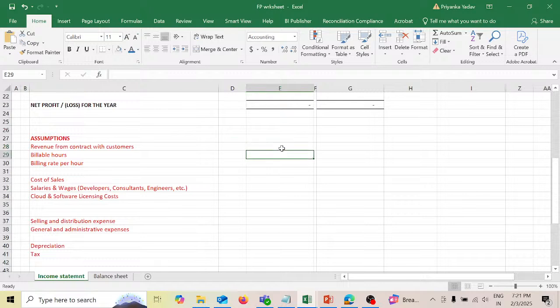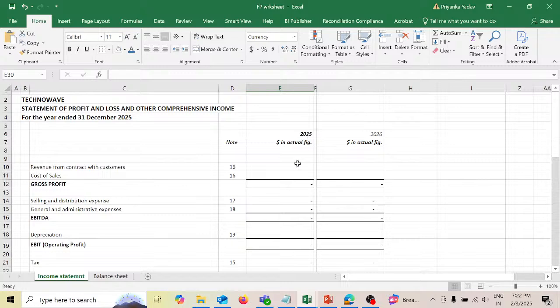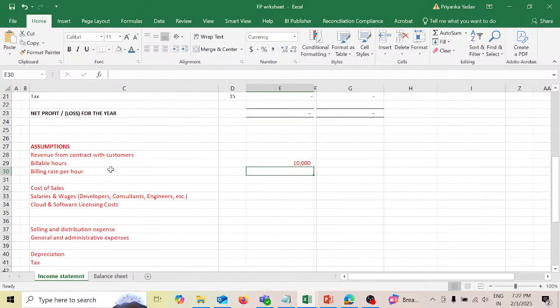So let's start with the assumptions. I'll write the figures over here. These are all based on your industry trend, market trend, and your historical data analysis. For the year 2025, I'm doing assumptions for the revenue. This is my billable hours for the next year, and here I'm assuming the billing rate per hour on an average would be $100.